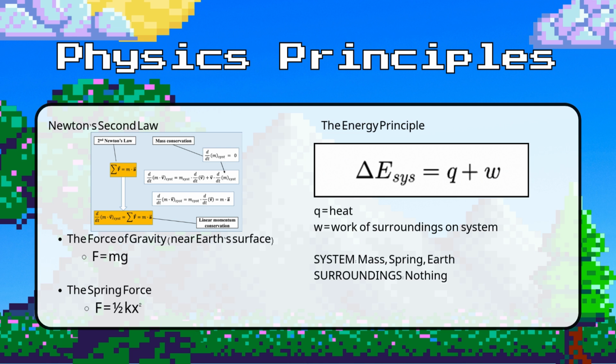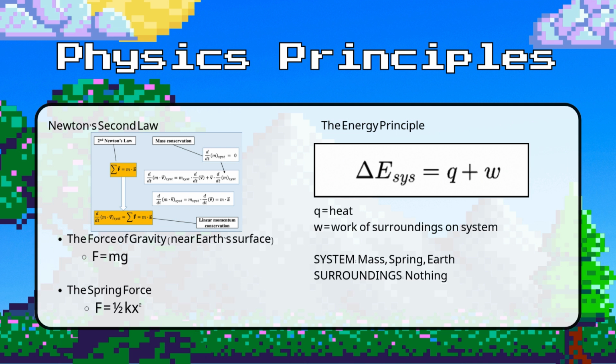For starters, we have Newton's second law. Newton's second law directly states that the net force is equal to the mass times the acceleration. We also know from Newton's second law that the net force is equal to the change in momentum over the change in time. The force of gravity near Earth's surface can be calculated by taking the mass times the acceleration due to gravity, which is 9.8 meters per second squared.